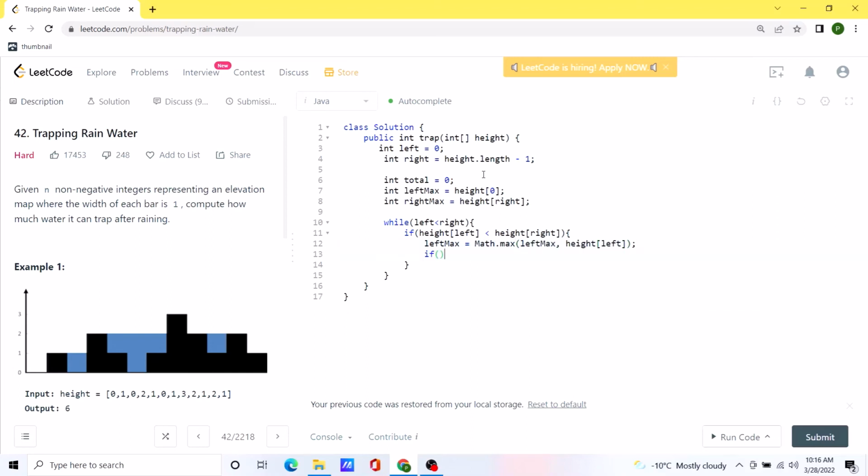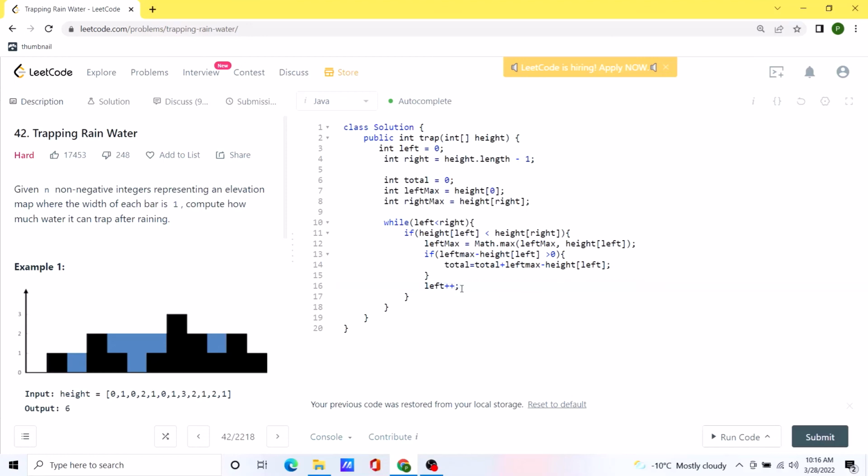So we are first going to see whether we need to update the left max. We are going to check whether we are at a valley where we can store some water. So we check if left max minus whatever height we are currently at on the left pointer is greater than 0, then we know that we are at a valley and we can store some water over here. So we will update the total amount of rainwater that can be harvested to total plus the height difference we have found, which means left max minus the height at the left pointer. And once that is done, we need to move our left pointer towards the right side.